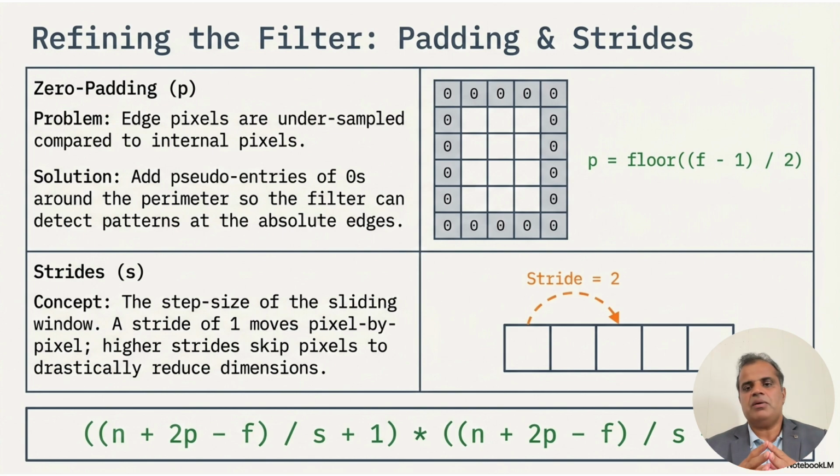Next is strides, which is simply the step size of our sliding window. A stride of 1 means the filter moves 1 pixel or a word at a time. A stride of 2 means it skips a spot, as shown in the orange diagram, drastically cutting the output size. When you combine them, you get the ultimate master formula at the bottom to calculate exactly how large your data grid will be after a convolution.